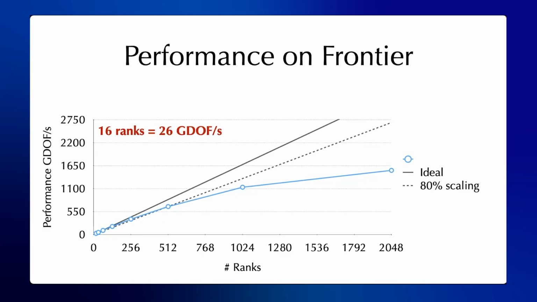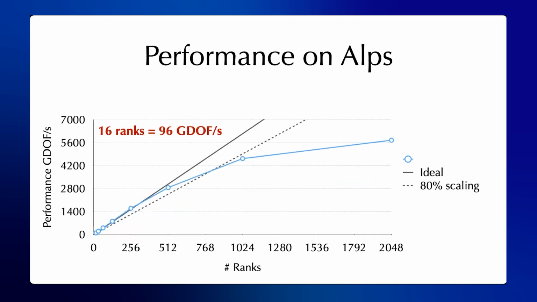Now, just pay attention to that baseline number of 26 gigadofs per second, as we're now going to switch over to Alps, which is an NVIDIA system. With that, 16 ranks on Alps, which again, you can argue is twice as many GPUs because the 8 GH200s don't have that weird split. So adapt for that as you will. Where our baseline is now at 96 gigadofs per second.